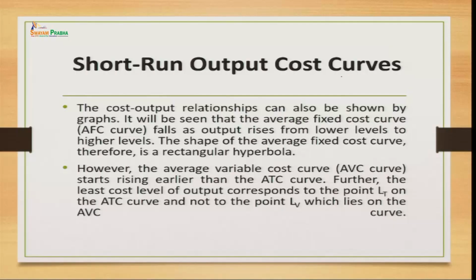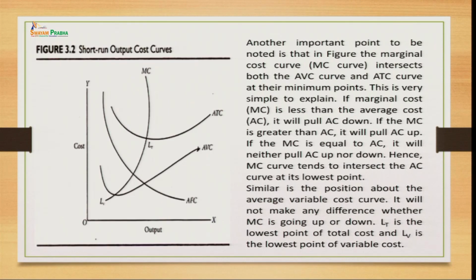So, first we are going to understand how these cost curves will help us make our production in the short run. Cost output relationship can also be shown by graphs, and we will see that the average fixed cost curve falls as the output rises from a lower level to a higher level. Let me make it clearer with the help of this graph. Here we have represented all the costs altogether. This is the average fixed cost curve. If you remember, we have discussed that the average fixed cost curve will always decline whenever there is an increase in the output. Then this is our average variable cost curve, which is again U shaped.